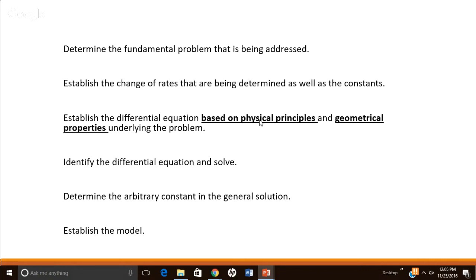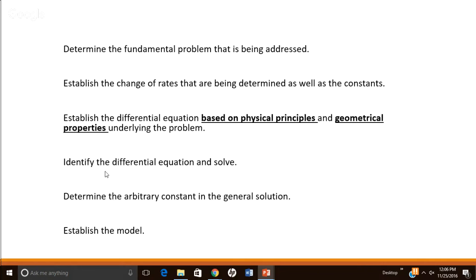Establish the differential equation based on the physical principles and geometric properties underlying the problem. This is the real key of related rates. That's another way of saying: what's the formula that relates all your variables together? Most related rates problems can be boiled down to a mathematical equation. We're going to see some that are based on geometry, some based on things like heat transfer, and some where you're going to have to deduce what it's based on. But typically there's an equation or formula that already exists that you're going to base your related rates problem on. That'll relate both your independent and dependent variables, as well as your constants.